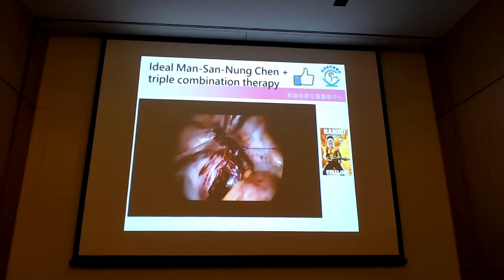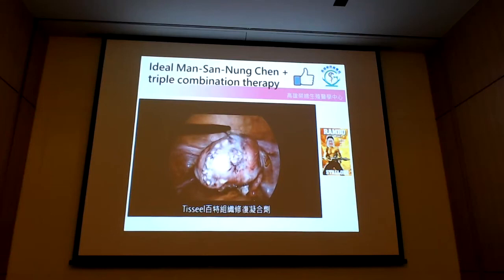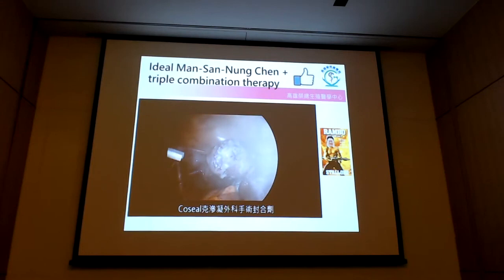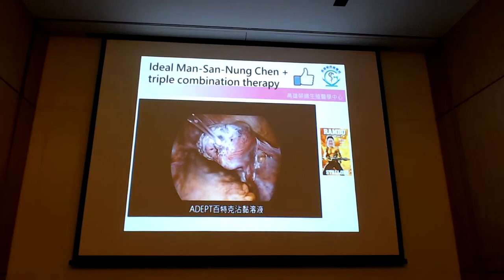Application of Tisseel solution over rough surface. Coseal solution is spread across the area of trauma, ensuring that all visible surfaces are coated. Finally, Adept solution is infused to ensure further prevention of adhesion.